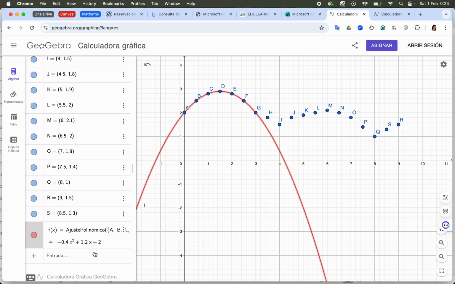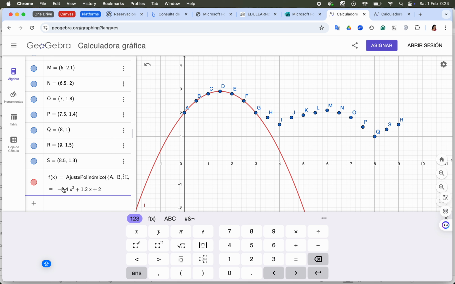So what I'm going to do now is to constrain the domain. Why? I don't want it to go all the way to minus infinite and infinite. So I'm going to do a domain constraint. So in here, in entrada, I'm going to write my function again. If you see, in here it gives me the quadratic function. So minus 0.4 x squared. Remember, it needs to be lowercase letters. x squared plus 1.2 x plus 2.